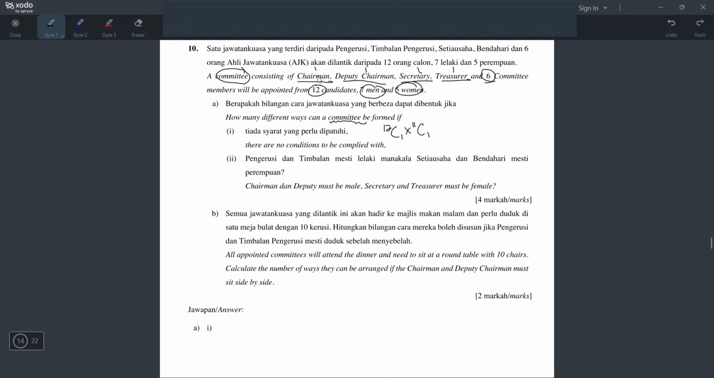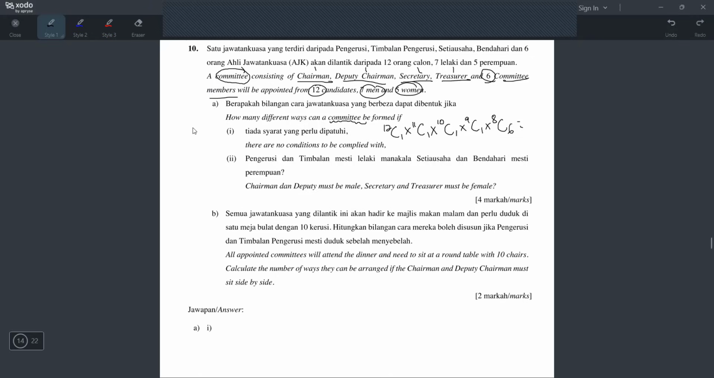So out of 12, you choose 1 to become chairman, and then left with 11, choose another one to become deputy chairman, and then times with, now left with 10, choose another one so that it can become the secretary, and then left with 9, choose another one to become treasurer, and then left with 8 members, and from the 8 you will choose another 6 just to become the ordinary members, and then equal.